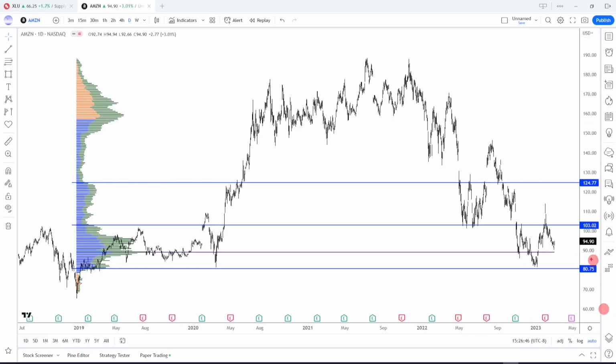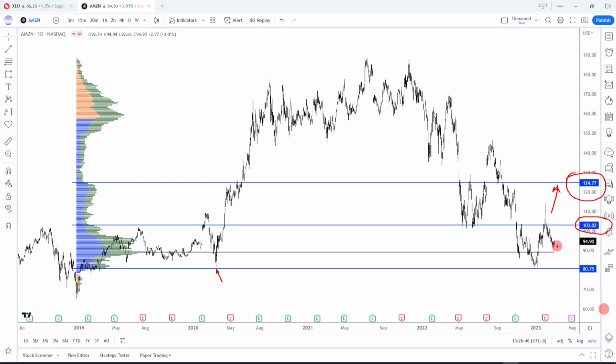Now looking at Amazon, Amazon is getting close to coming back to the March 2020 low here. And right now it is just getting a little bit of a bounce. You see that it broke about this 103 resistance and tried to make its move up to this 124, but was unable to do so and came back down to below this 103.